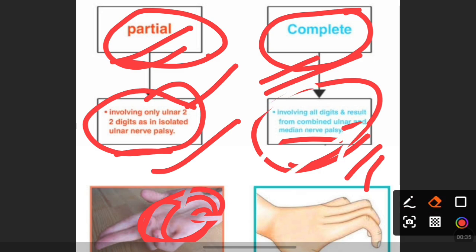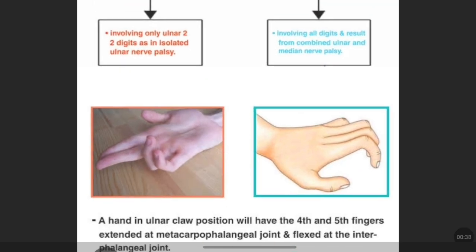Next, what is the claw hand? In ulnar nerve palsy, the hand has the fourth and fifth fingers extended at the metacarpophalangeal joint and flexed at the interphalangeal joints. Here is the ulnar claw palsy position. In the image you can see it.